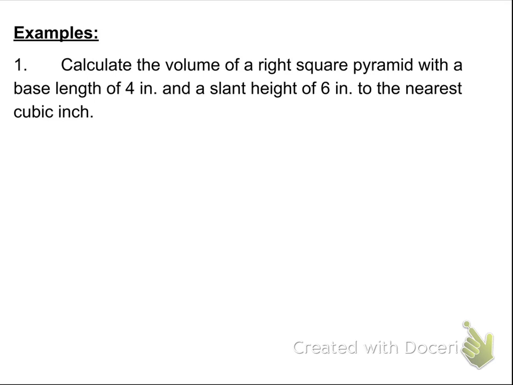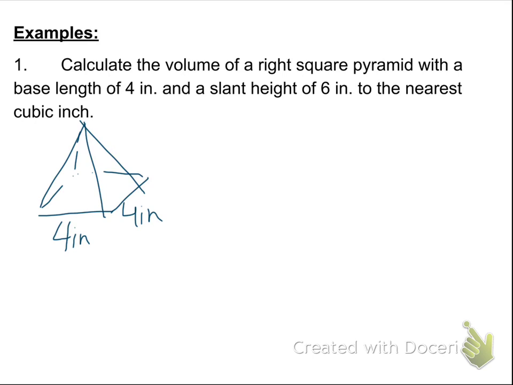So if we have a right square pyramid with a base length of 4 inches squared and a slant height of 6 inches, what is the volume? So let's just draw a quick sketch of a pyramid. It says that our base is 4 inches by 4 inches, and then it tells us that our slant height is 6 inches.